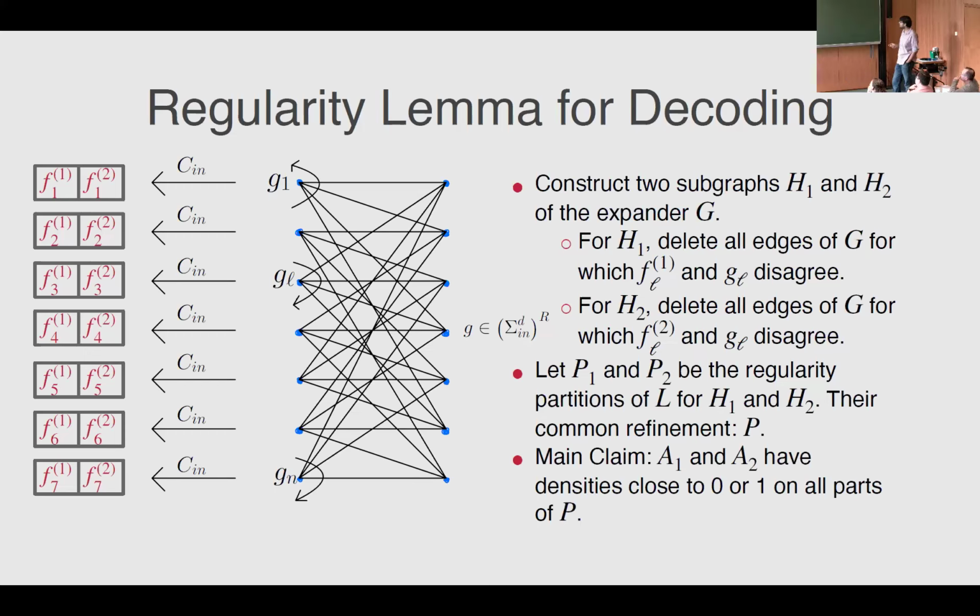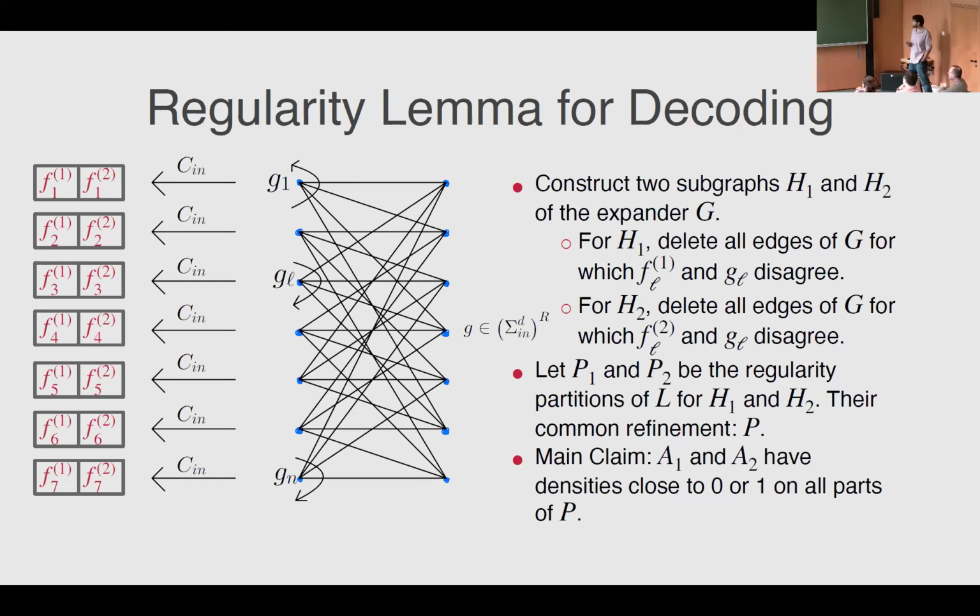The main claim is that the set A1, A2, which corresponds to the hidden code word's location, would have density very close to 0 or 1 on all of these parts that we have constructed algorithmically. If we can prove this successfully, then the algorithm would simply be to look at each part in P, which are only constantly many, and try out.